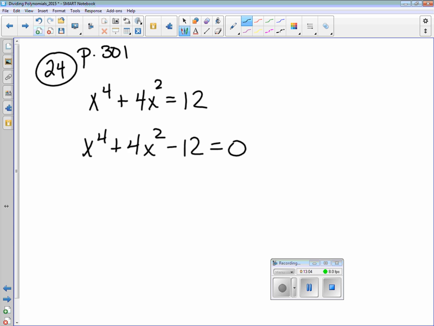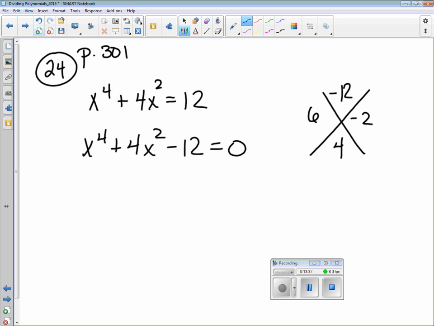This is from homework. This is the last problem on the homework. This is one that quite a few of you asked me. I forget what to do when it looks like this. Well, the pattern of this is called a quartic trinomial. It still has that same pattern that we did before. You're still going to look for two numbers that multiply to be negative 12 and add to be 4. Do we know what those numbers are? 6 and negative 2. Very good.